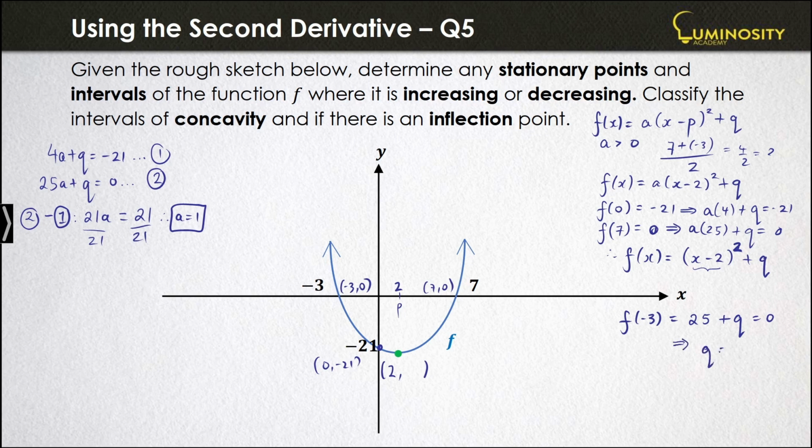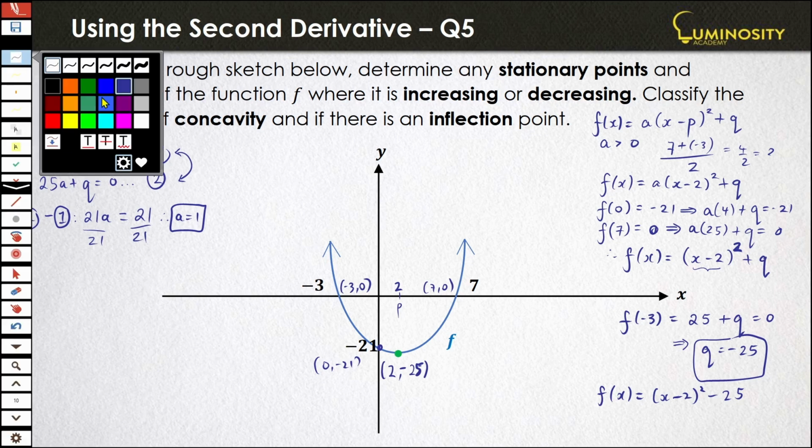So if I solve for q here, I get negative 25, which again makes sense because it's below negative 21. I could have also just substituted the a value into one of these two equations and also found q. Either way you do it, as long as you do it logically and correctly and get the same correct answer. Okay, so now we have the full form of this function: f of x equals (x minus 2) all squared minus 25. Now we can start answering all those questions on our calculus.